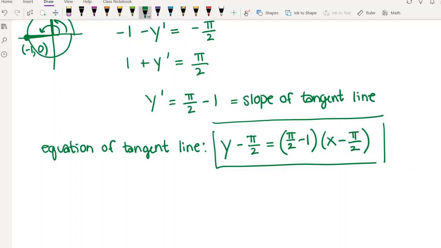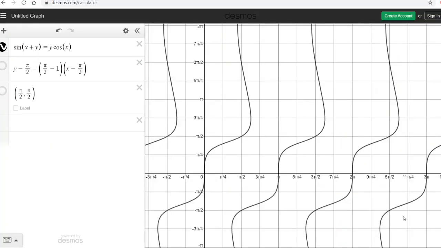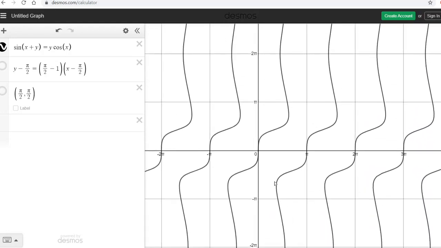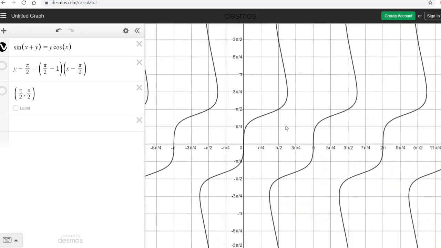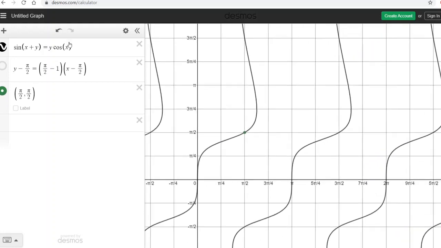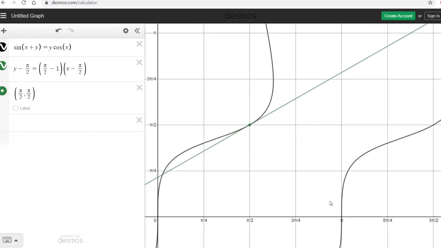So let's go scope this out real quick on Desmos. So here is the graph of sine of x plus y is equal to y times cosine of x. And so the point we were focusing on was this point here, pi over 2 comma pi over 2. And here is our crazy looking line equation, but it looks like that is the correct tangent line.